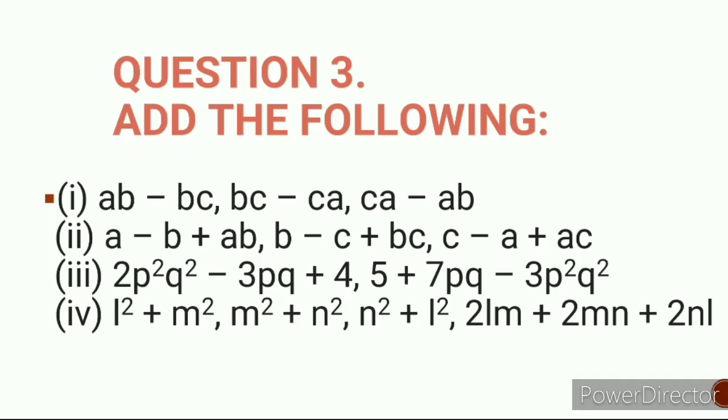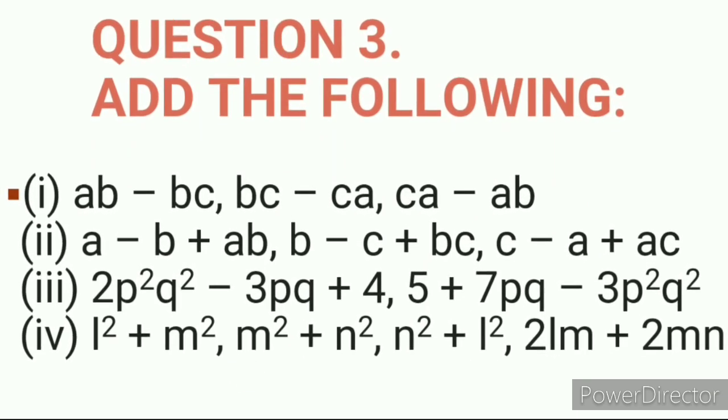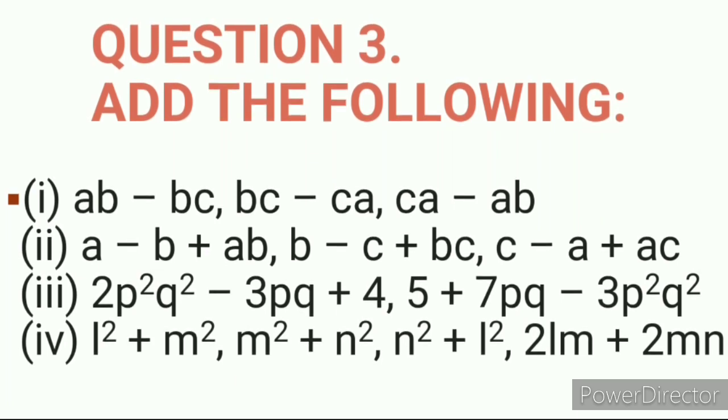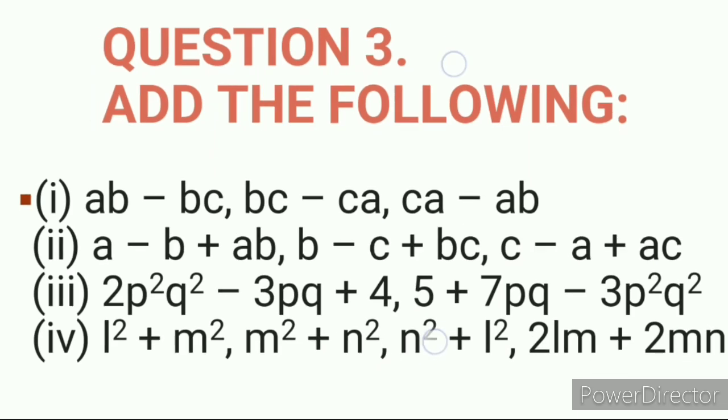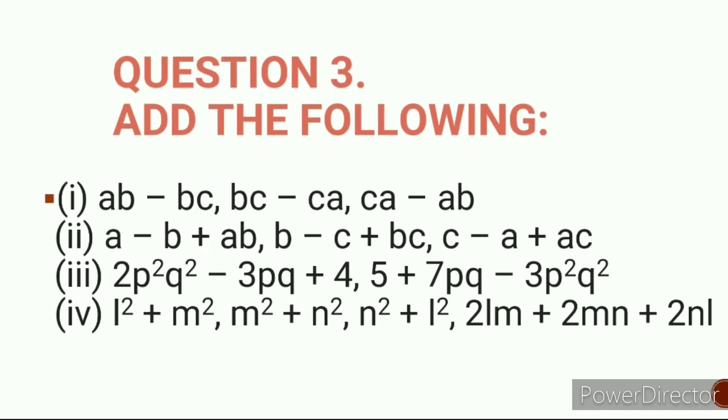Question 3, add the following. Here there are 4 parts of the question. The first question has 3 expressions. Each expression is a binomial, but in that, even one term does not have a numerical coefficient. In the second question also, the same thing. Now we'll add the 4 expressions one by one.